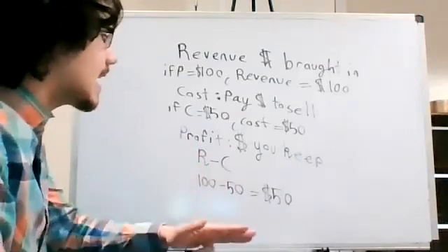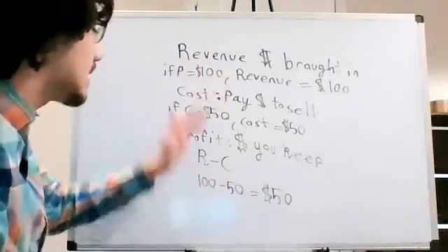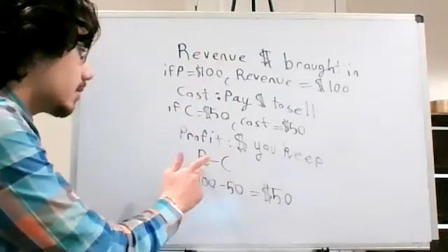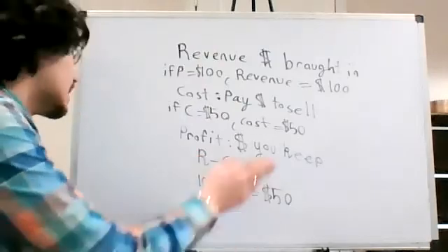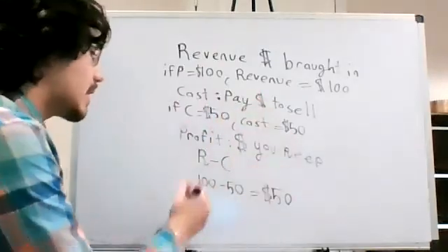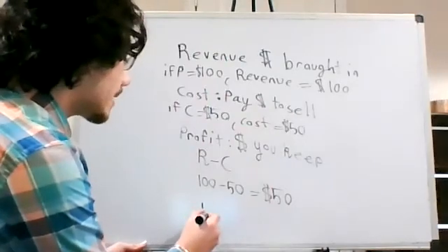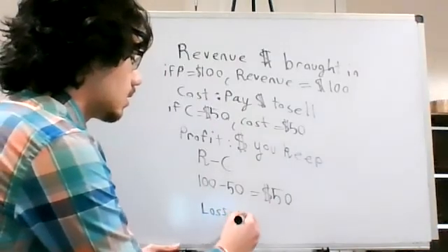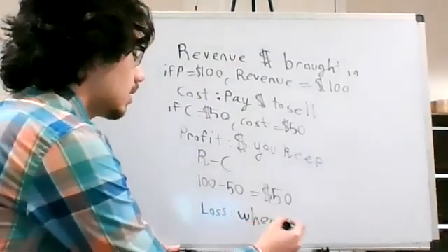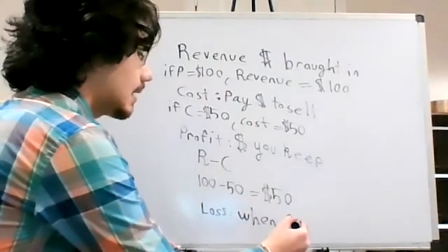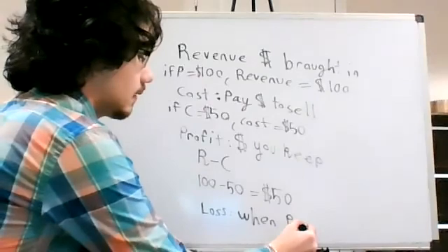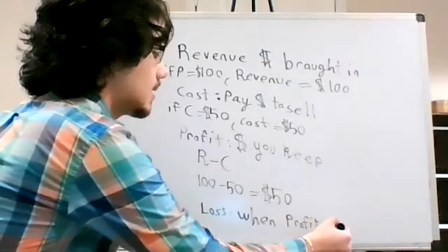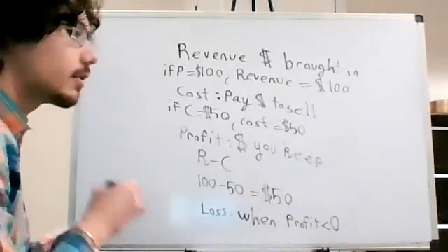If your profit is negative, that means that your revenue is less than your costs. So that means that your cost is bigger than your revenue. Because it's revenue minus cost, that's when your profit would be negative, and that would be a loss. So loss is when profit is less than 0. That is when you're losing something.